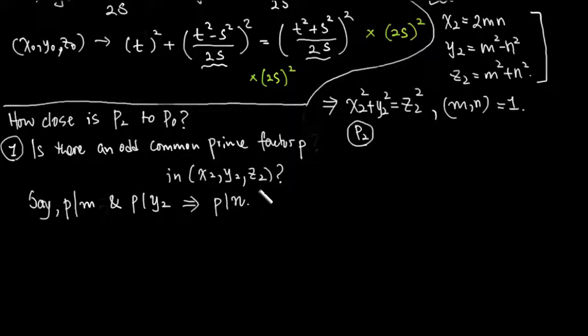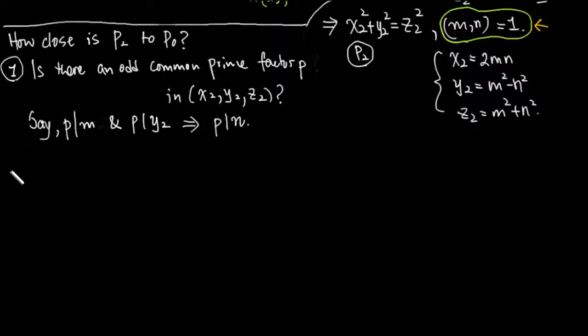But we already have this condition that m and n have no common prime factors, so that's a contradiction. So we can easily eliminate the possibility of any odd prime factor.